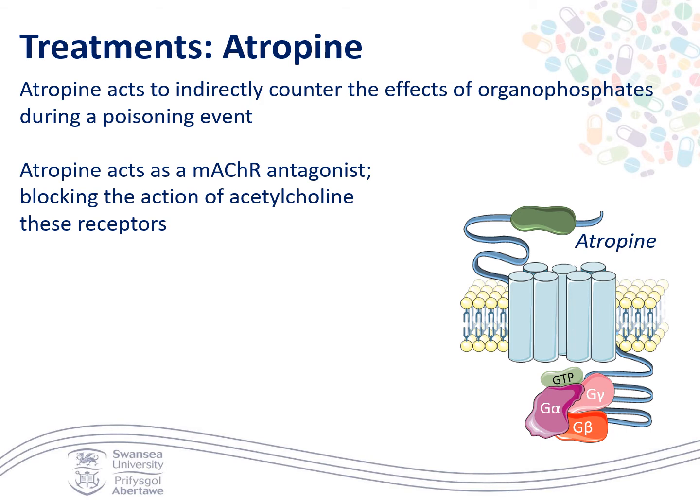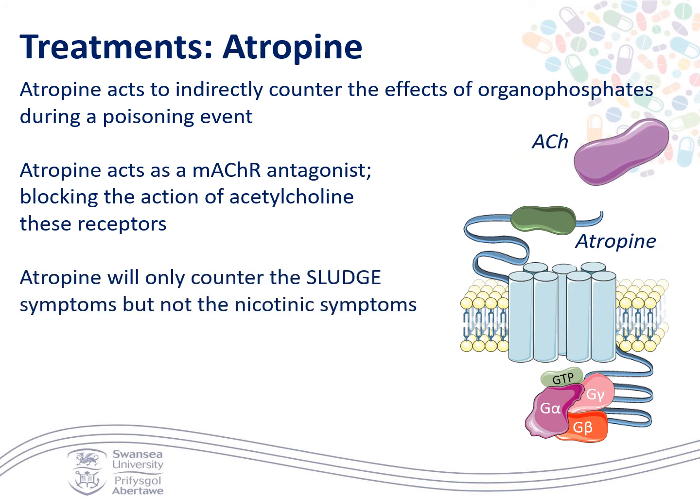Atropine is a muscarinic acetylcholine receptor antagonist, so it blocks the action of acetylcholine at these receptors. Now, atropine will only counteract the SLUDGE symptoms and not the nicotinic symptoms. So it will bind to the muscarinic acetylcholine receptor. It will prevent acetylcholine binding to and activating that receptor, and therefore it reduces the SLUDGE symptoms, which is salivation, lacrimation, urination, defecation, GI disturbances, and emesis. But it does not have an impact on the nicotinic acetylcholine receptors. Atropine doesn't interact with those ionotropic receptors, so atropine has no effect on the muscle paralysis, muscle cramps, tachycardia symptoms associated with organophosphate poisoning.